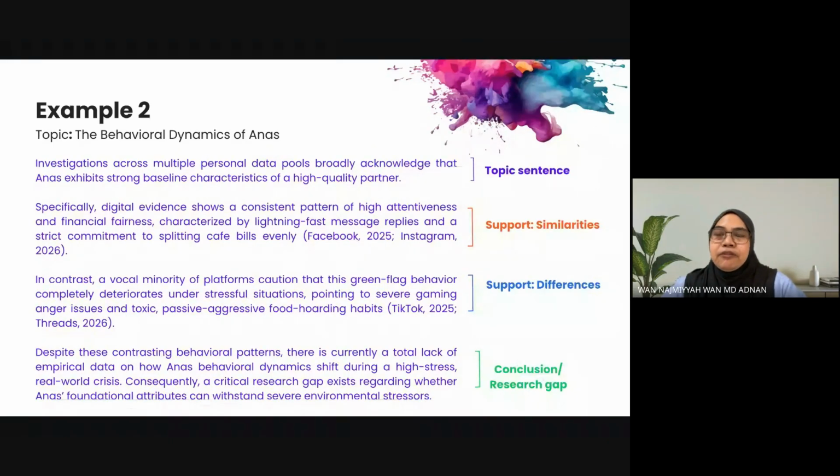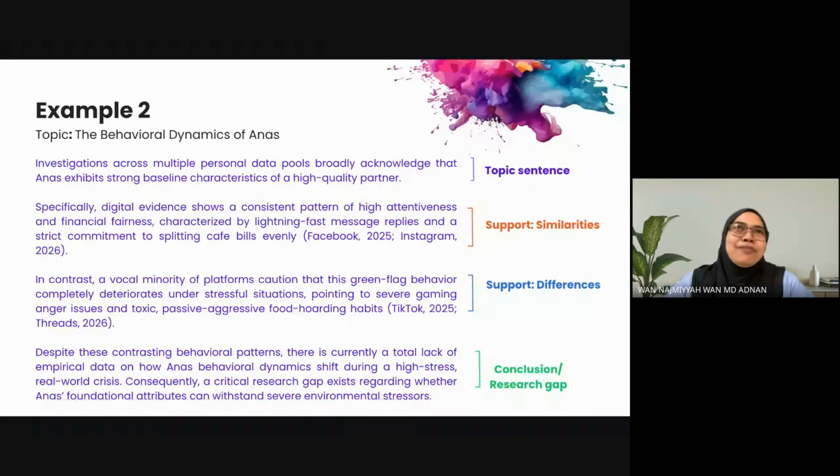There are different ways of doing this actually. Some have the similarities, differences, research gap in one paragraph, but the formula is still the same. You still need to have the topic sentence, similarities, differences, and then the research gap. Similarities and differences, like I said, can be in the form of positive and negative things about the topic at hand.